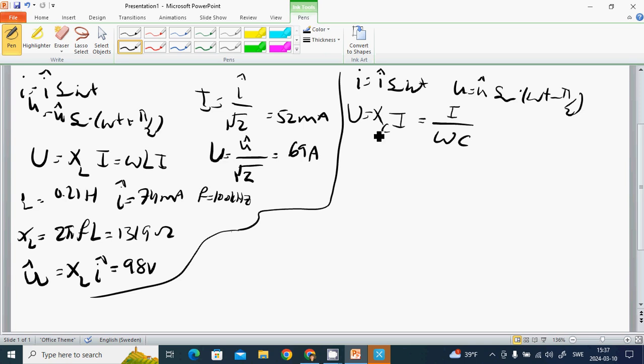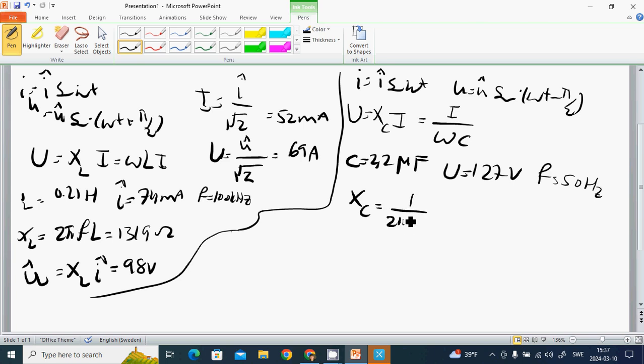Example is we have C equals to 2.2 microfarad, and the U is 127 volts, and the F is 50 hertz. The XC equals to 1 divided by 2 pi F C, and the values is here, and it's going to be 1,646 ohm.